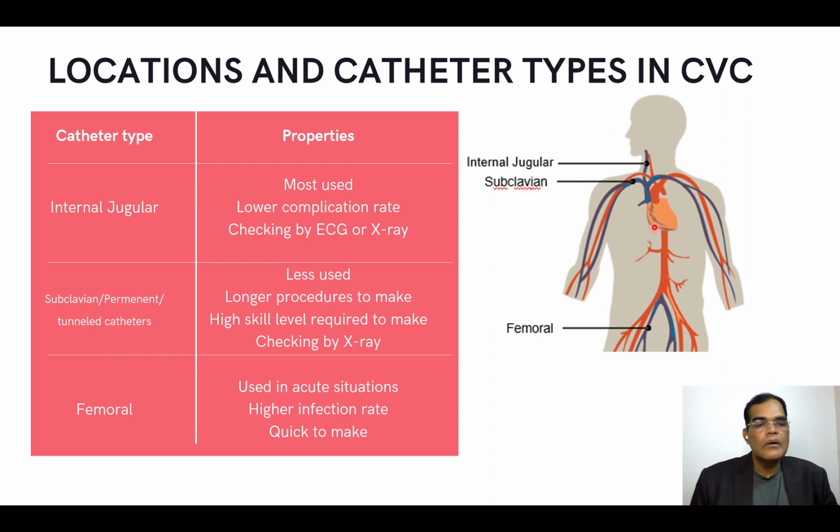Jugular is easy; subclavian or permanent catheters or the tunnel catheters are more difficult. Femoral is relatively very easy. In case a patient comes with extremely high pulmonary edema where they are not able to lie down flat for making a catheter, or they require dialysis in acute renal failure in intensive care, femoral catheters are used. It's easy to make. It can be done within a few minutes, but if you keep it longer, there are higher chances of infection. Whereas the advantage is it's very quick and easy to make.